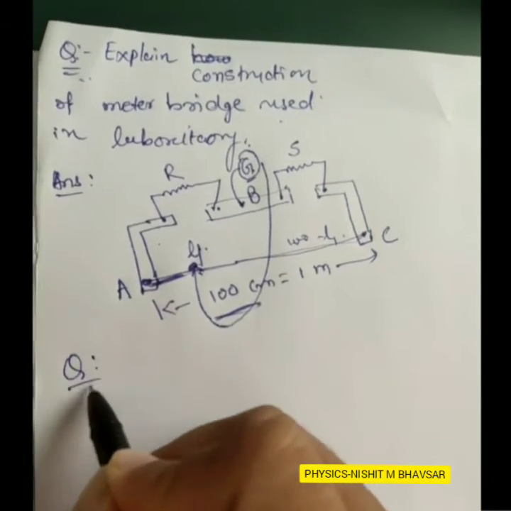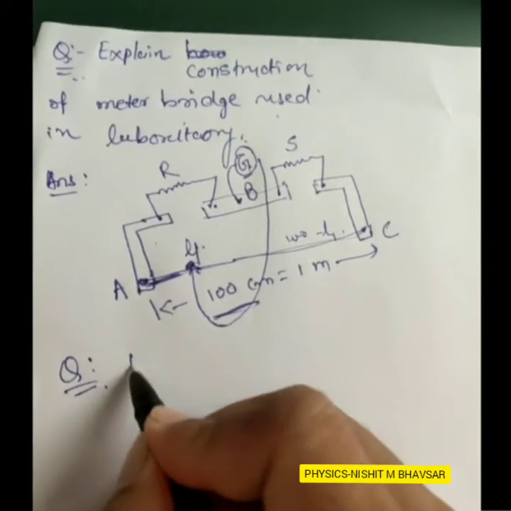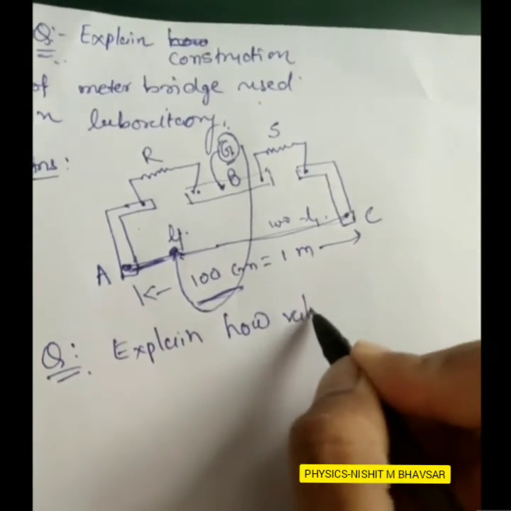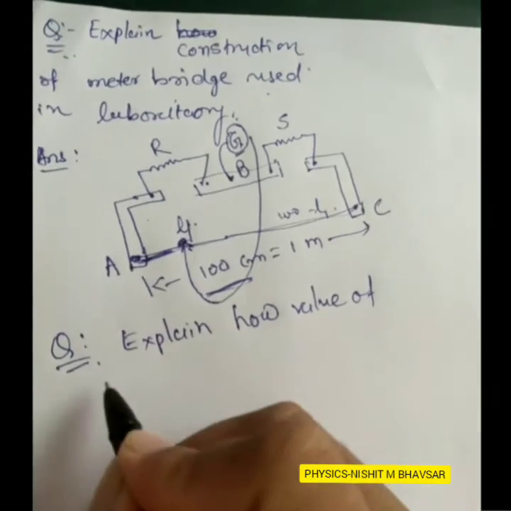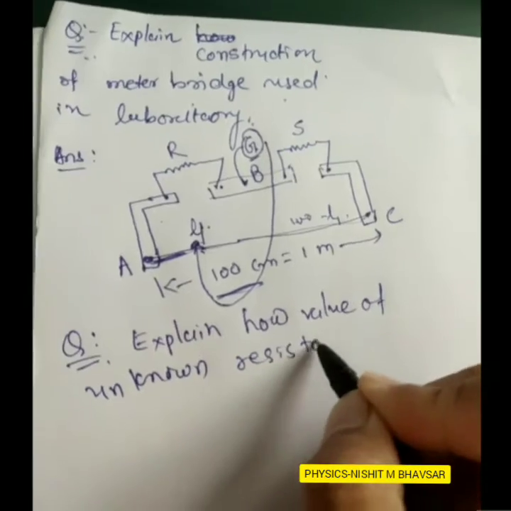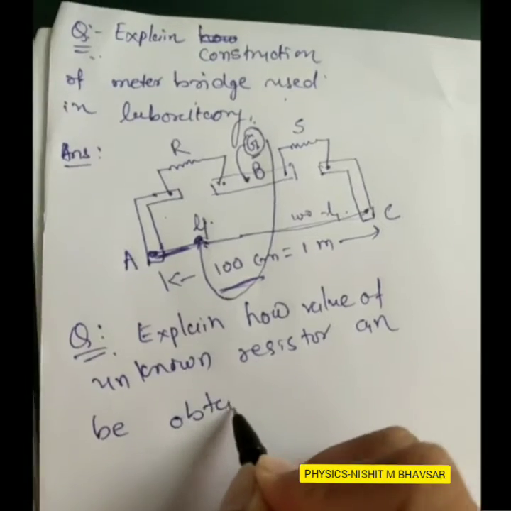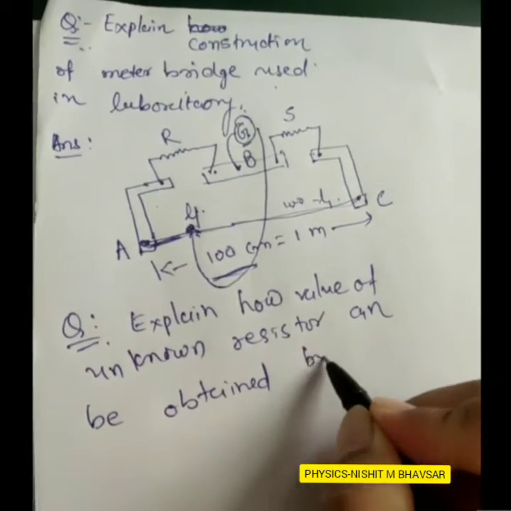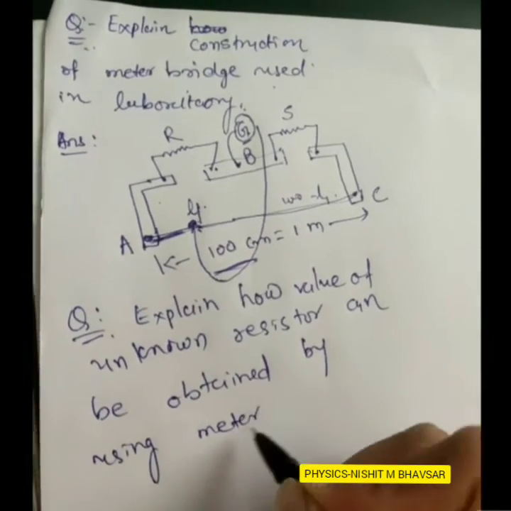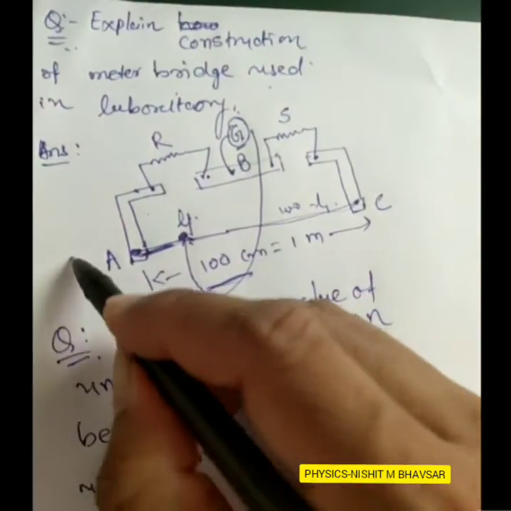Now we have another question regarding meter bridge. Explain how value of unknown resistor can be obtained by using meter bridge. So we have the same circuit.